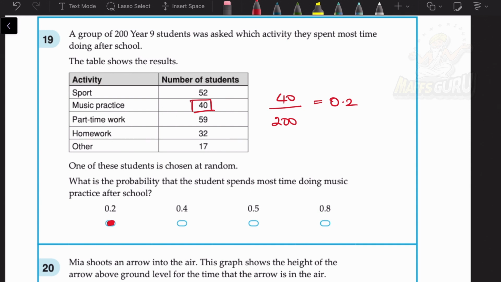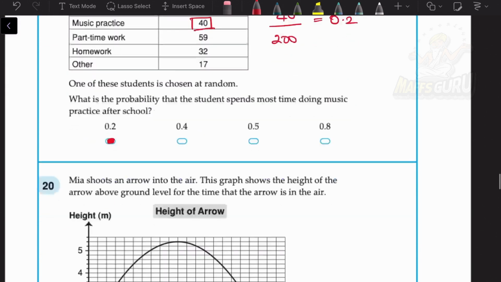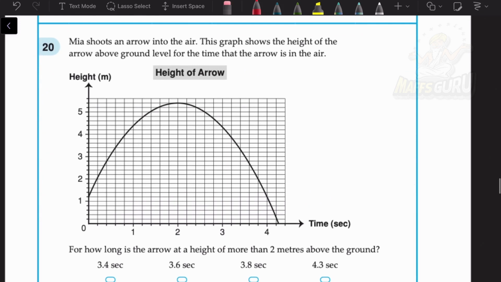Okay, so when you're doing probability, you do the number of people you're looking at, which in this situation is music practice, and then you divide it by how many there are, which in this situation was 200.